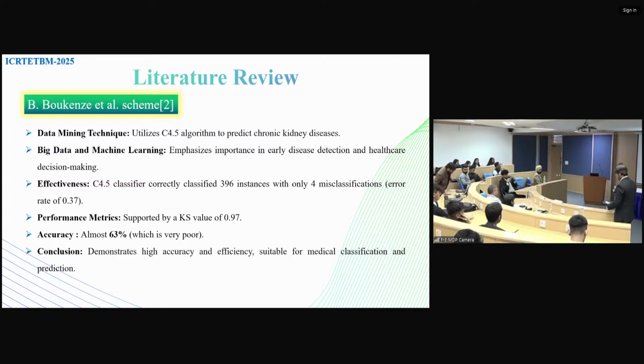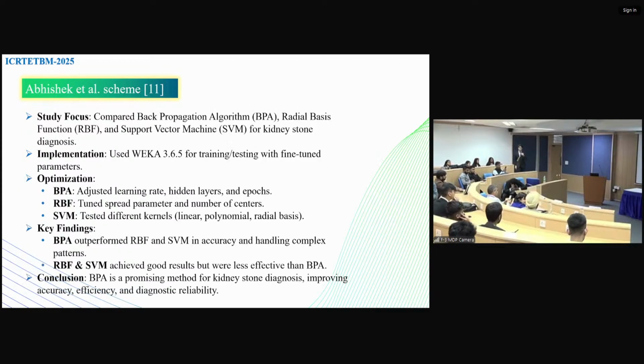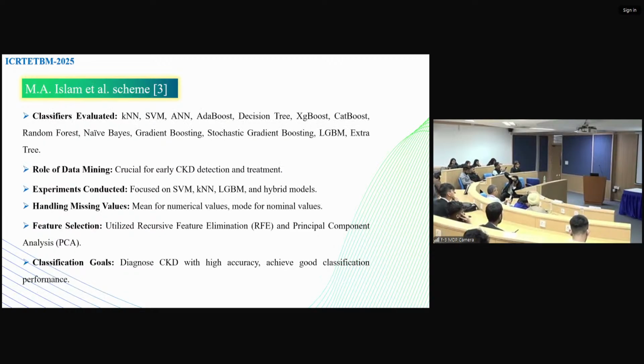Our literature survey shows that one scheme used the C4.5 algorithm, which is a decision tree algorithm, and its accuracy was 63%, which was very poor. Others have also performed their models using SVM, random forest, and others. Another work compared the back propagation algorithm, radial basis function, and support vector machine for kidney stone diagnosis. M. A. Islam has used 12 models for predicting and comparing the CKD detection and treatment.